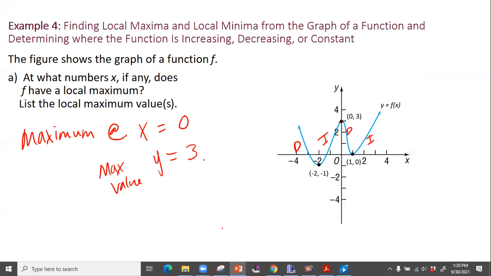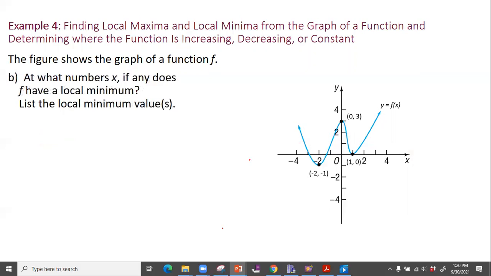Notice that these are called local. We didn't ask for absolute, because if we asked for absolute, would we have it? No, because the graph goes on. All right, how do you feel? Now we're going to do it again, but this time for our minimums.